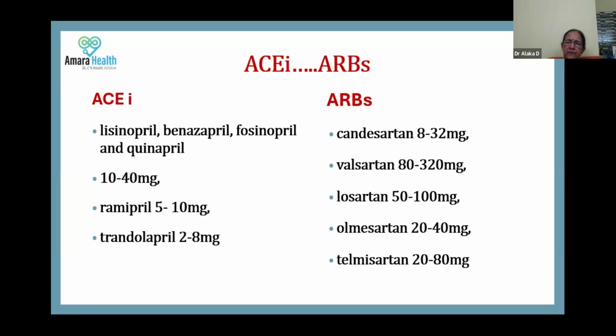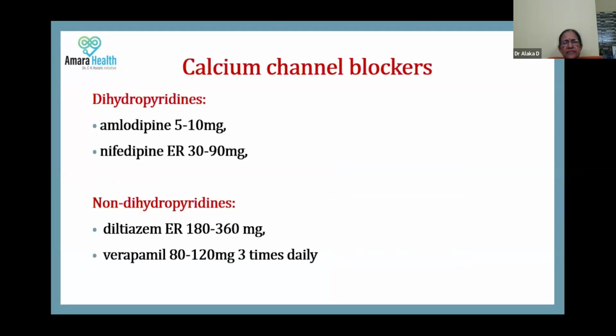Then we have ARBs: candesartan 8 to 32 milligram, valsartan 80 to 320 milligram. These are maximum dosages. Losartan 50 to 100, olmesartan 20 to 40 milligram, and telmisartan 40 to 80 milligrams. Okay, so remember these drugs and accordingly get used to one combination of drugs so that you get confidence of treating the patient. Another group is calcium channel blockers.